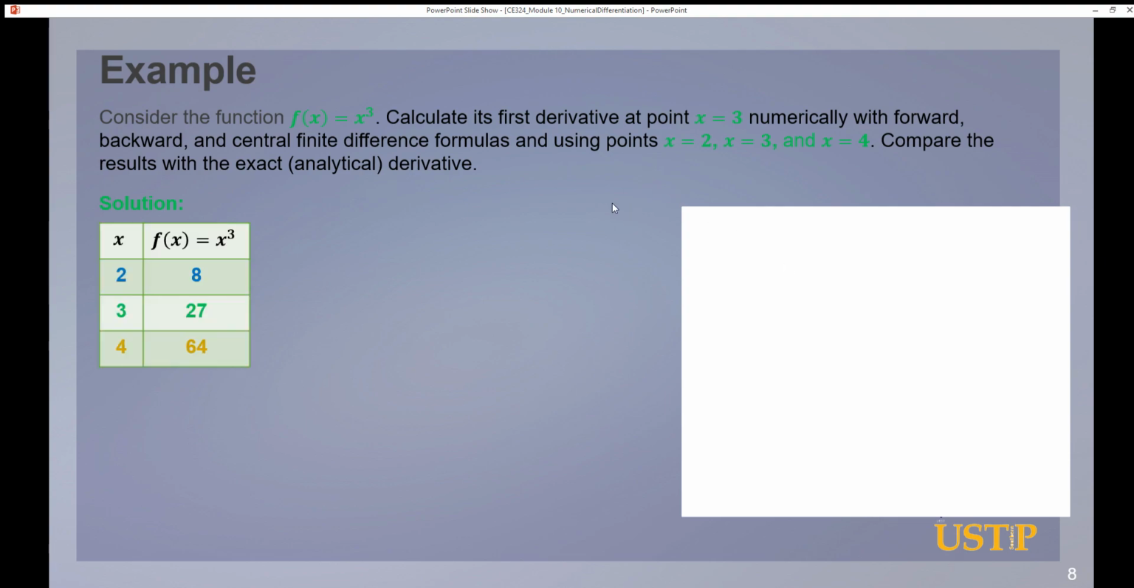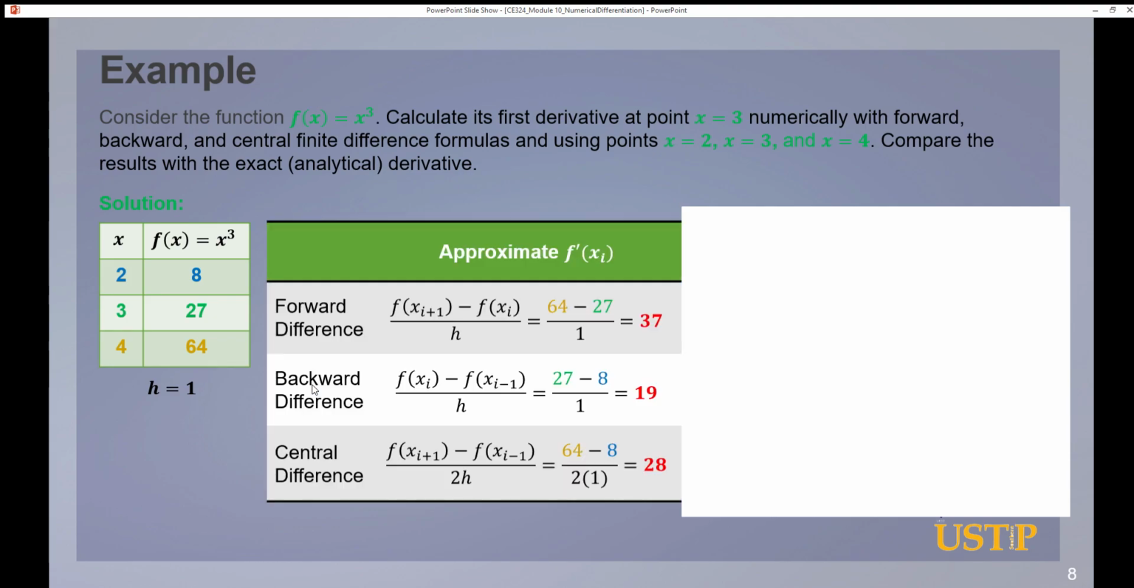The solution. So x is 2, 3, 4. With f of x equal to x cubed, we have 8, 27, and 64. Let's just pretend we don't know the actual values and compare them with our numerical methods. We can observe that the spacing is just 1. The difference of 2 and 3 is 1, the difference of 3 and 4 is 1. So h is equal to 1. Okay? The data is evenly spaced.